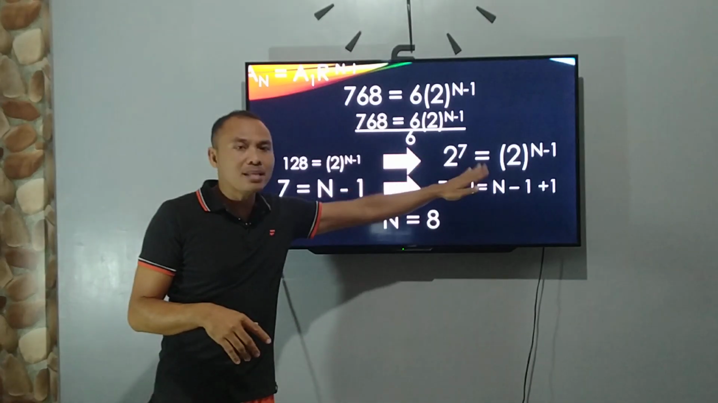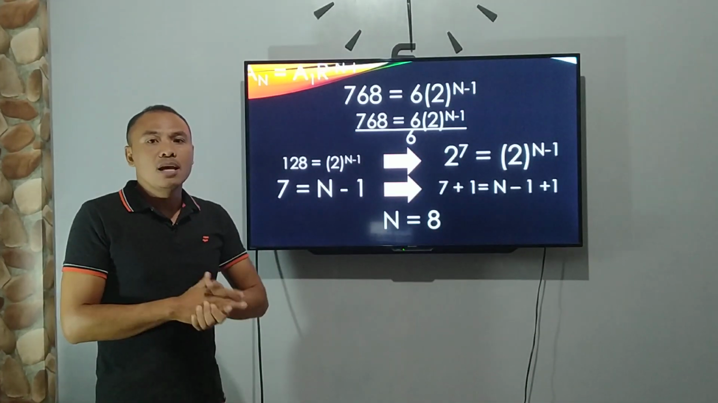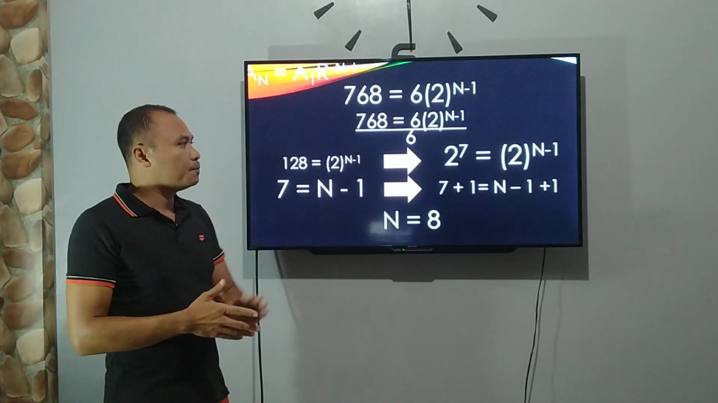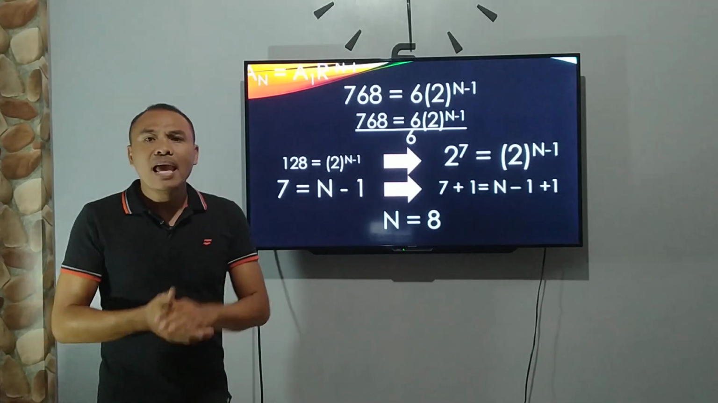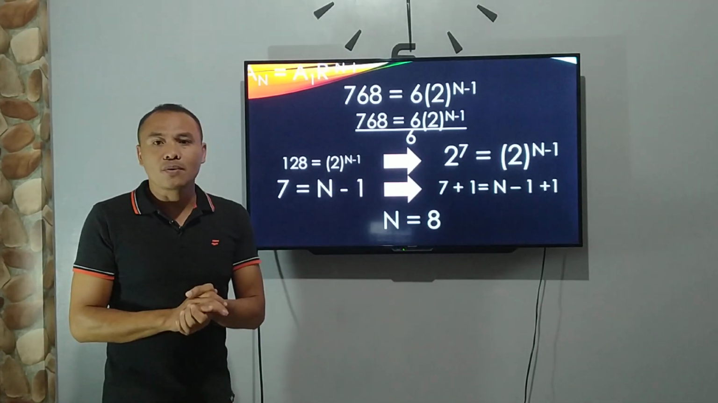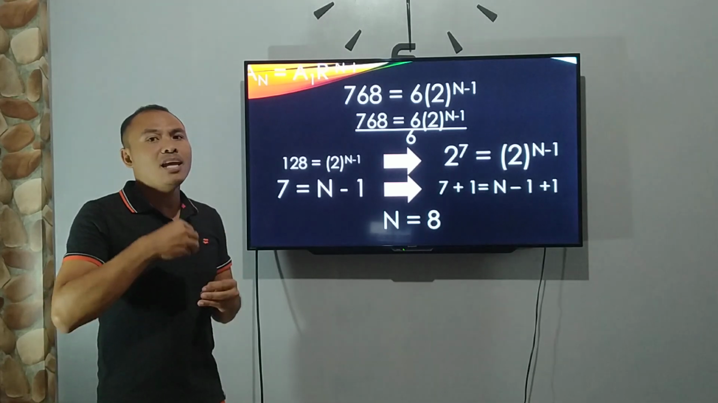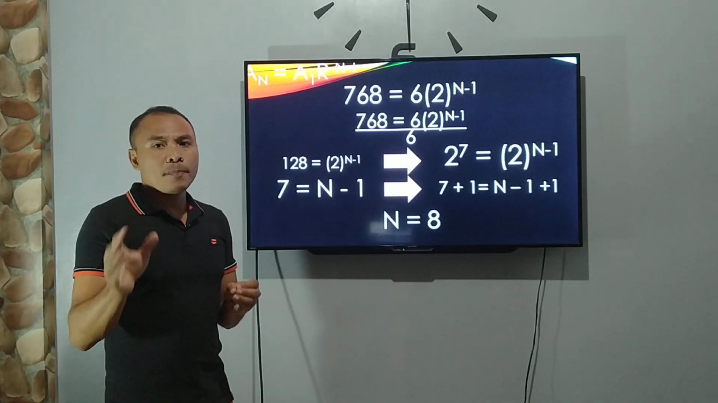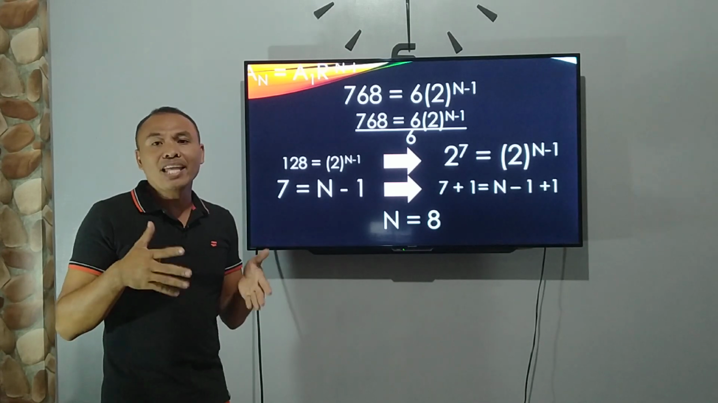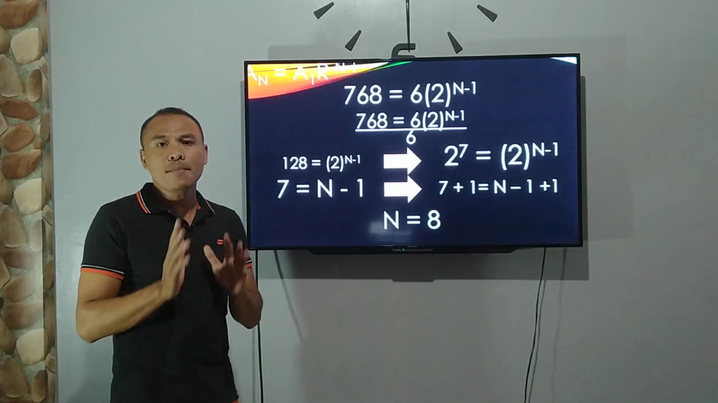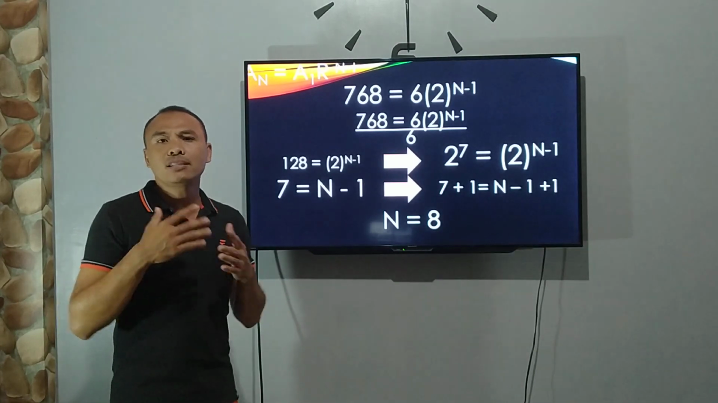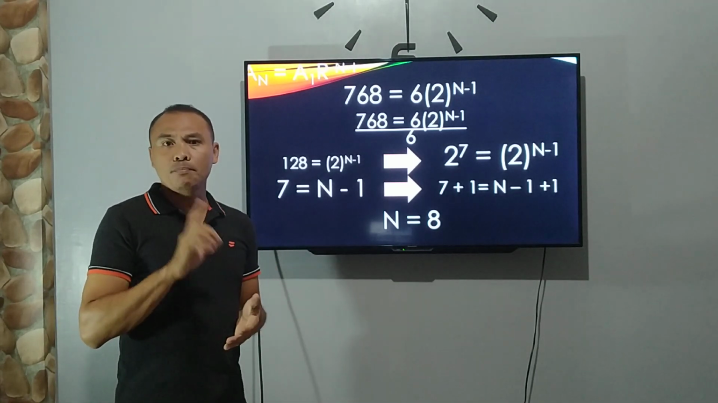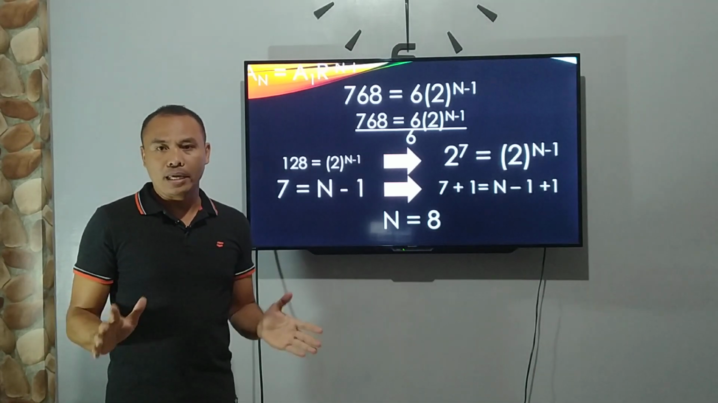If they have the same base, again, let's equate our exponent. So, ang matitira natin is 7 is equal to n minus 1. Again, by transposition or by addition property of equality, since that is n minus 1, pag nilipat mo, magiging plus 7 plus 1 is equal to 8. So, the number of terms is 8.